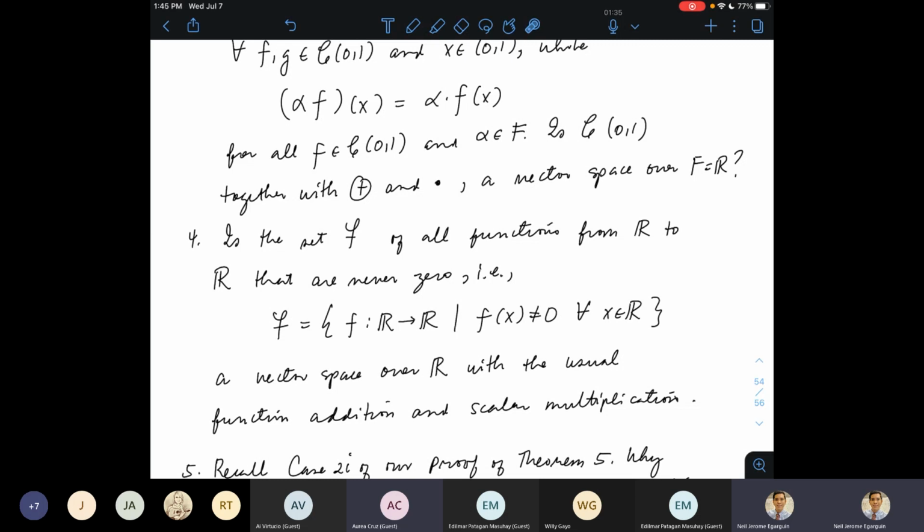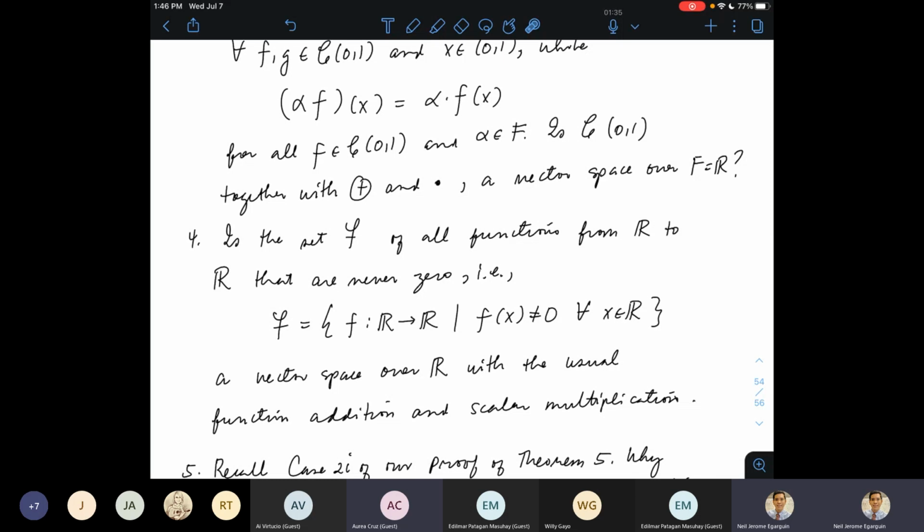Another way of doing it is that since this is a subset of the set of all functions, right? It is a subset of the set of all functions, and you have the same operations on it. We already know what the zero vector is in the set of all functions, right, with the usual operation. So if you're able to show that that zero vector is not an element of this set, then you're good. Because there is only one candidate to be the additive identity.